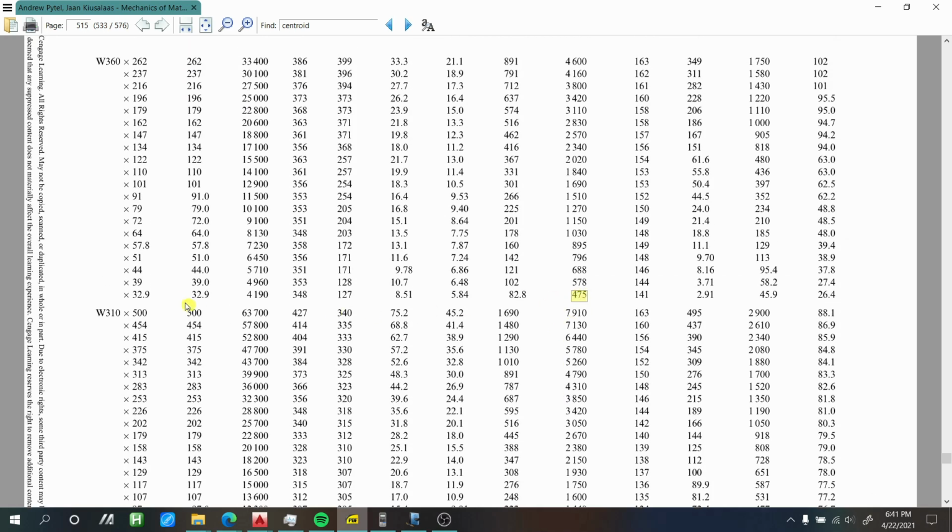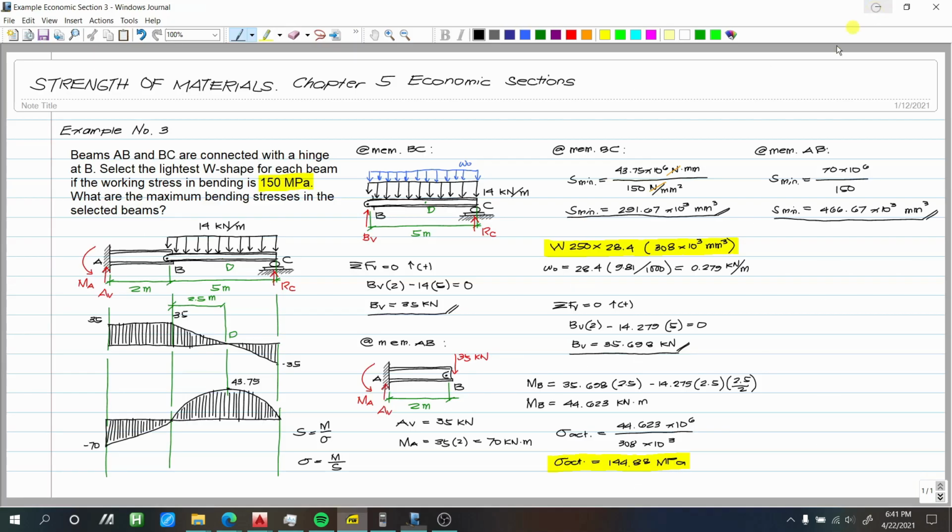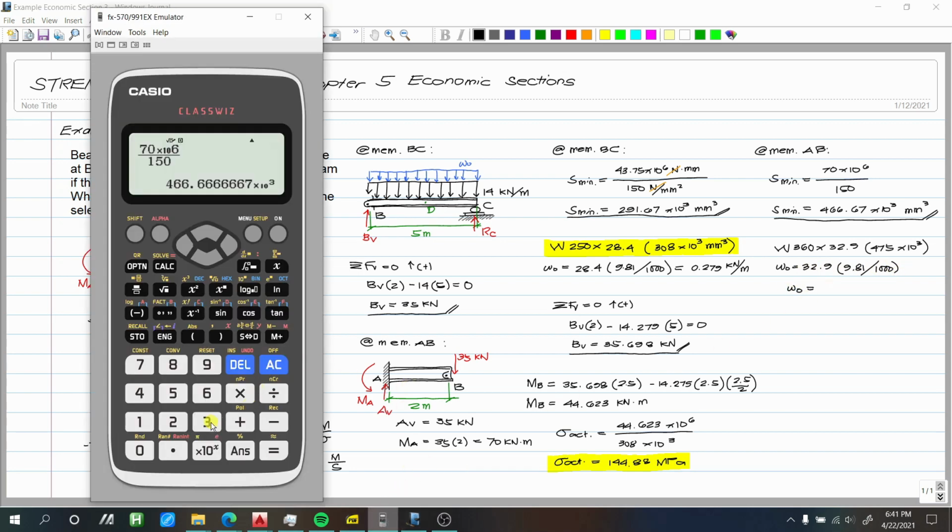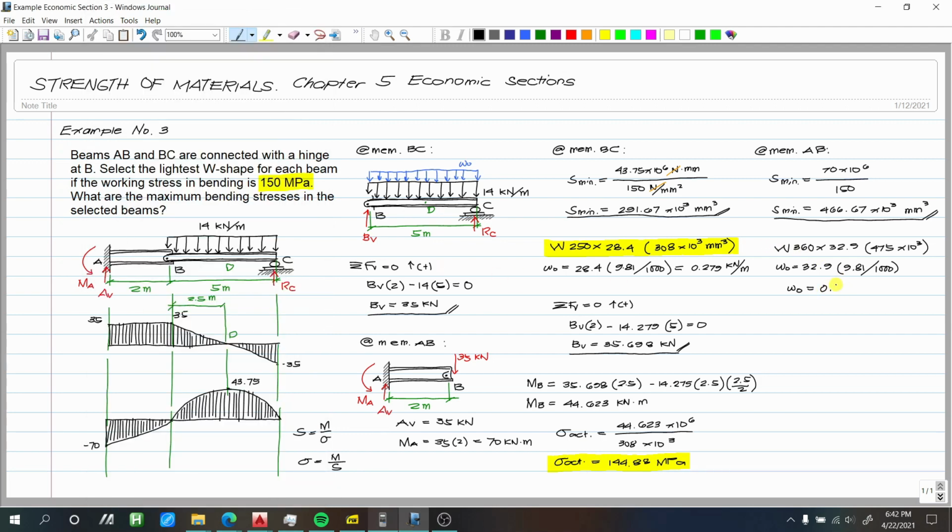Ito. Okay, so that is 360 by 32.9. Okay, so W na 360 by 32.9. Ang kanyang S is 475 times 10 raised to 3, and that is millimeter cube. So solve natin yung WO natin. That is 32.9 times 9.81 over 1,000. So 0.323. So that is in kilonewton per meter.